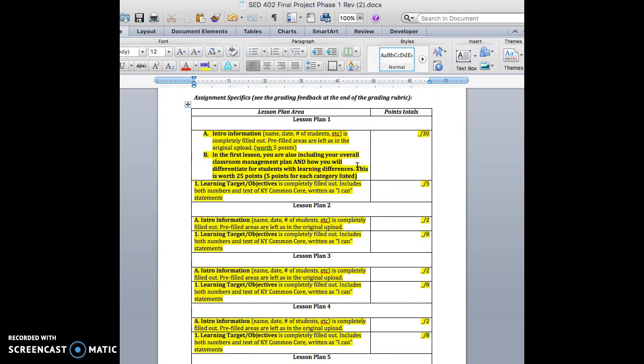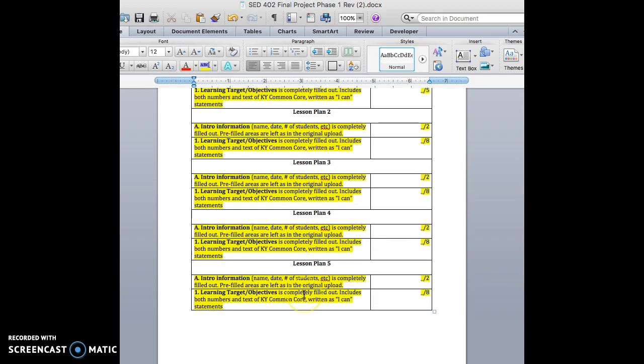So for the first 5 lessons, the only 5 you're doing, you're going to have the intro information that includes your overall classroom management plan and how you will be differentiating content for those specific differences that we talked about earlier. You're going to include your learning target, which will include the Kentucky Common Core. They have to be written as I can statements, and you're going to do that for all 5 lessons.